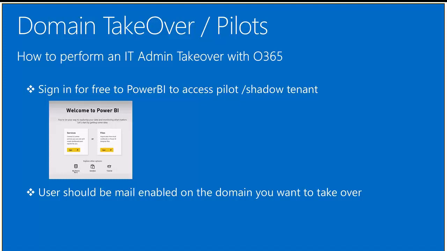We will go through this step by step in the next slide, but I want to explain. When I go in and want to register Doaa.com on the real Office 365 tenant, it gives me an error message that it already exists on another tenant. So how do I take it over? I go to Power BI, I sign in with a user at Doaa.com and become an admin to take it over.